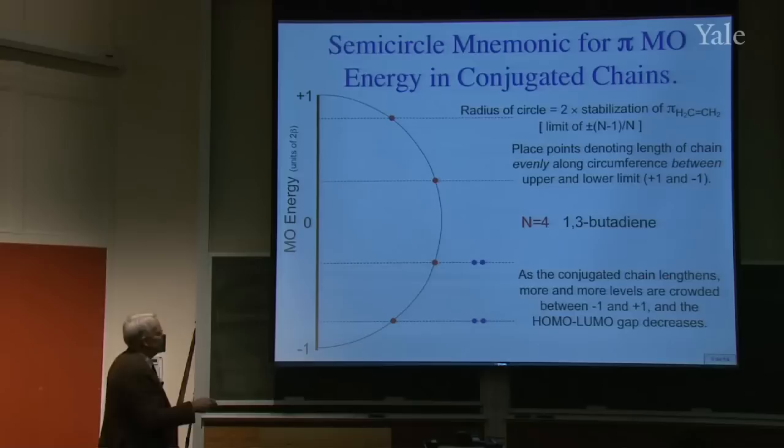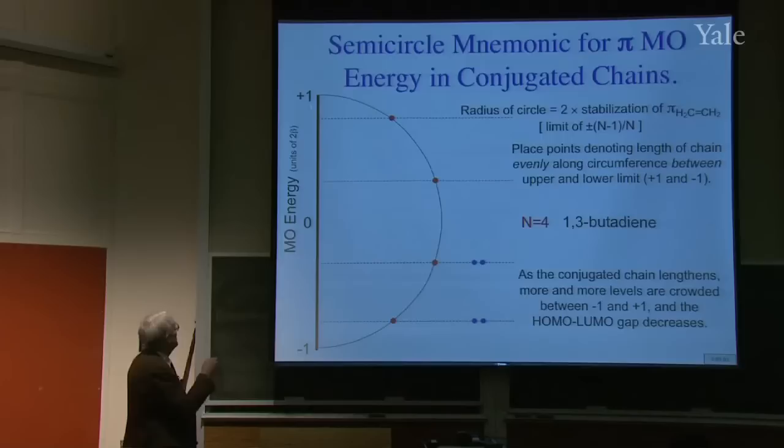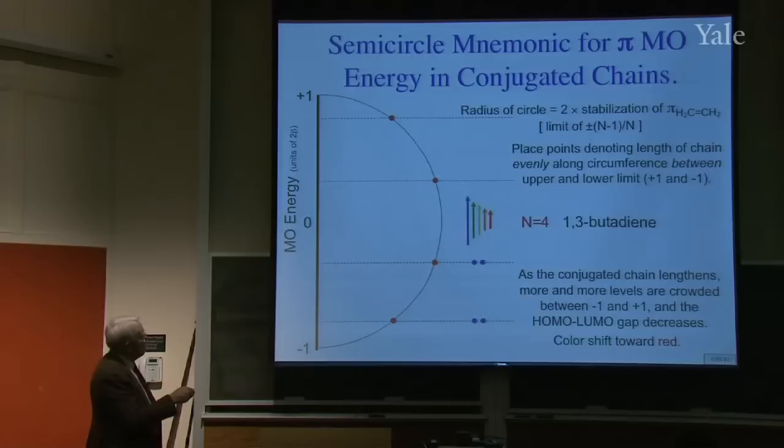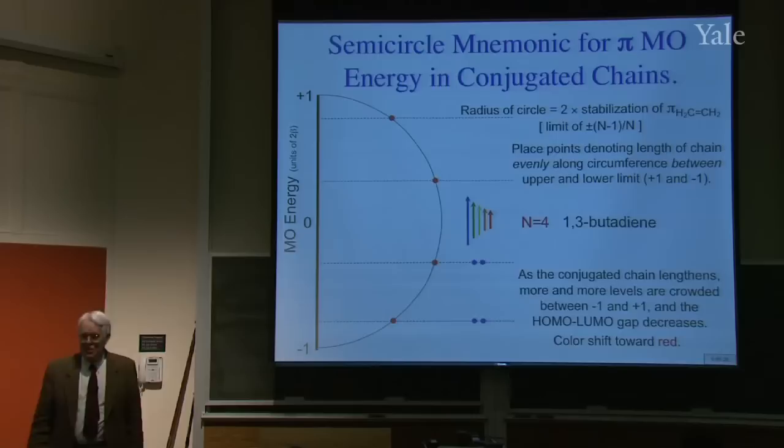So as the conjugated chain lengthens, more and more levels get crowded between the limits. Here's the limit of the lowest one, there's the highest one, and we're putting dots along here. But as we put in a longer and longer chain, we're going to crowd more and more energy levels between those two limits. So what that means, the HOMO-LUMO gap is going to decrease. So as we make it longer and longer, you'll have this gap, and then this gap, this gap, this gap, this gap, this gap. Why did I draw it like this? Why did I use those colors?